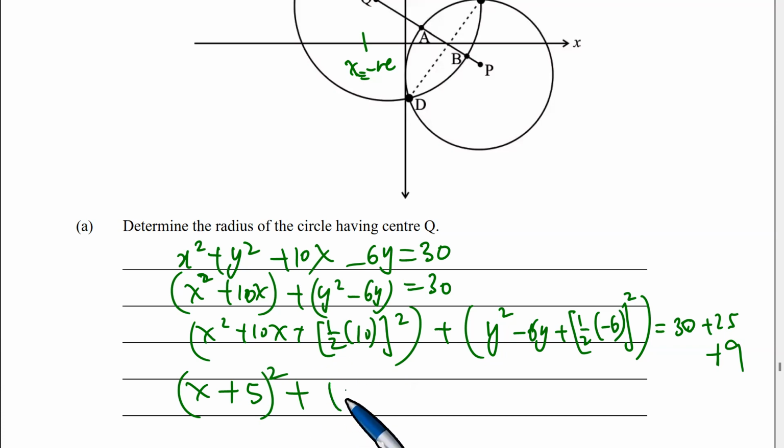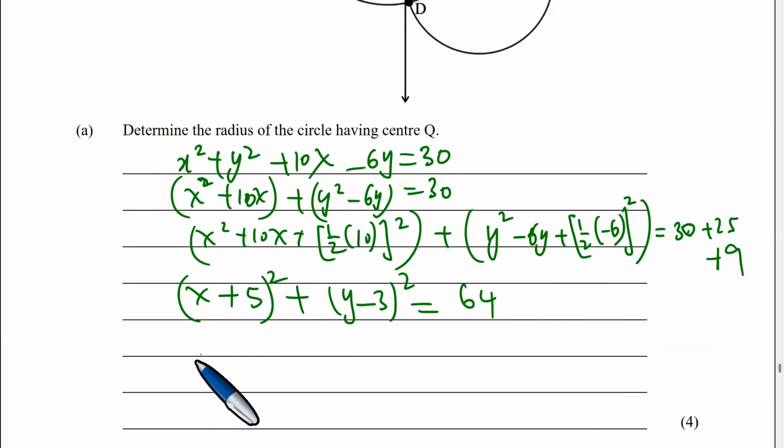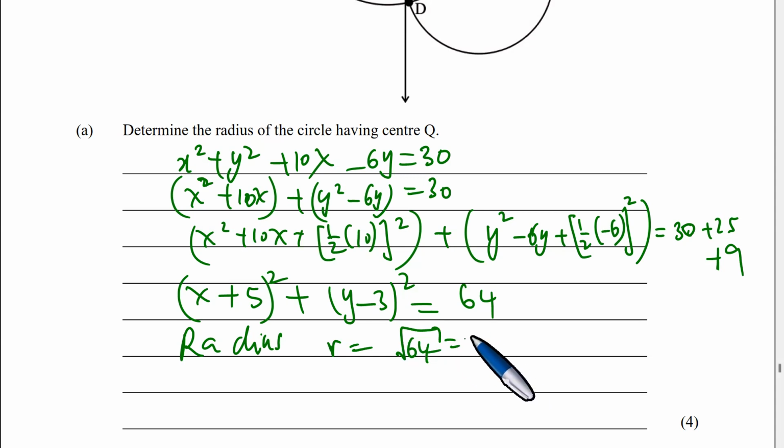And then here, half of minus 6, because the equation of y is minus 3, you square it. If you add everything here, this one is going to be 34 and it's going to be 64. What is the length of the radius? The radius, right, so it means the radius is r equals the square root of 64. What is the square root of 64? It is actually 8 units.